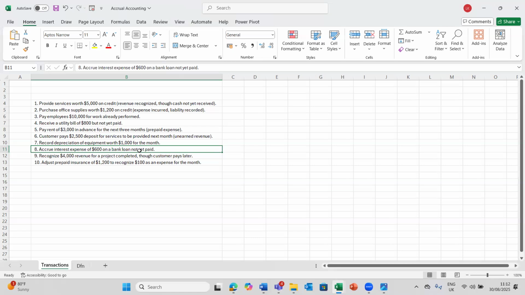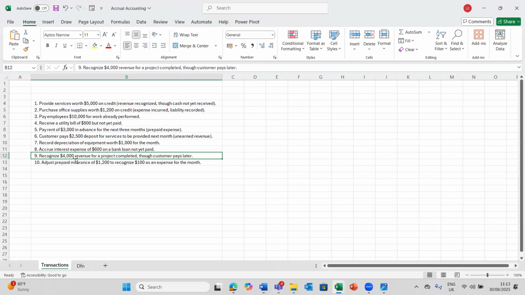The same with when we recognize 4,000 revenue for a project completed, though the customer pays later. What will happen? We'll record this as revenue, and then we also create a customer account. The customer owes us money, so they'll pay us later.